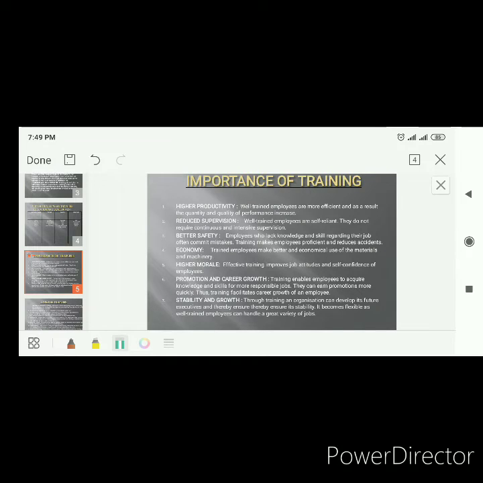So point number 1 is important, higher productivity. Training helps to improve the job performance of the employee. Well-trained employees are more efficient, and as a result, the quantity and the quality of performance also increases.